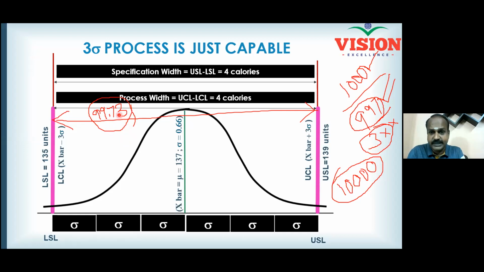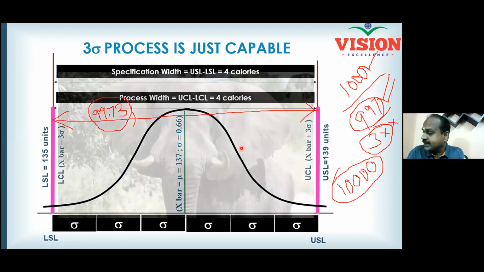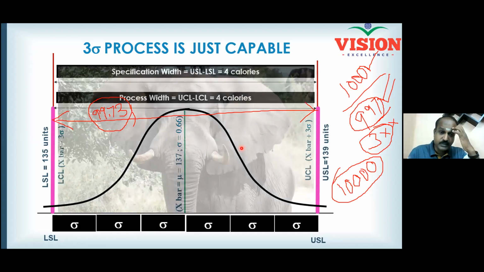If you settle with 99.73, when the demand multiplies in the future, the damages will be much more than what you are experiencing as of now. So how can I improve my performance further? We'll talk about it in the next slide.